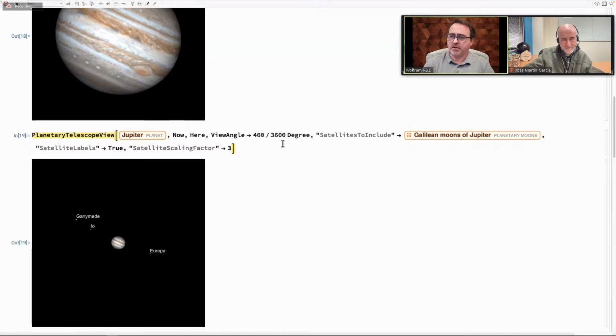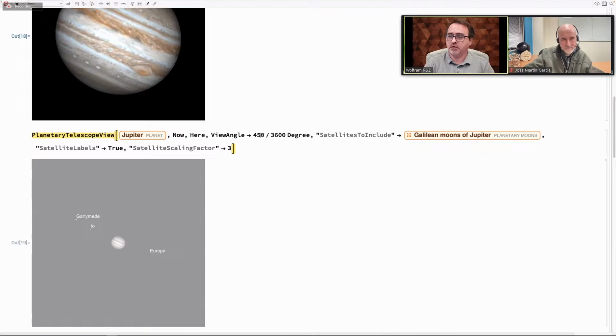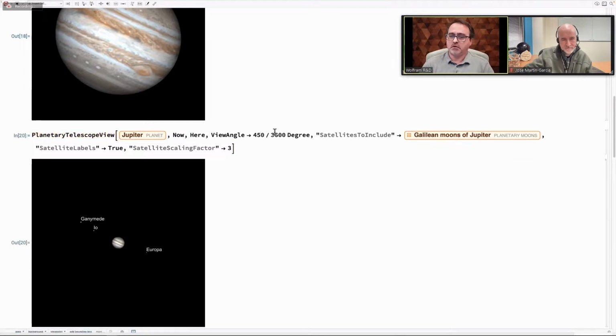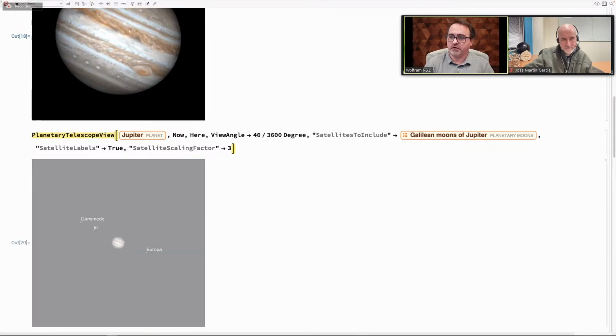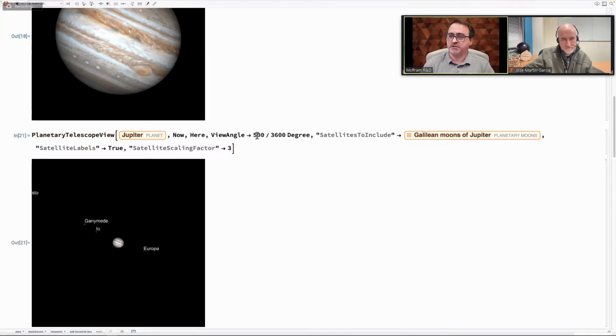I could increase the view angle just a little bit until we get, let's go out to 500. Yeah, here's Callisto starting to come in. I'll come out a little bit further. So here's Callisto right out here on the edge. It's the outermost of the big moons of Jupiter. So I had to zoom out a little bit to include Callisto at the current time. But here you can see all 4 of the Galilean satellites of Jupiter.